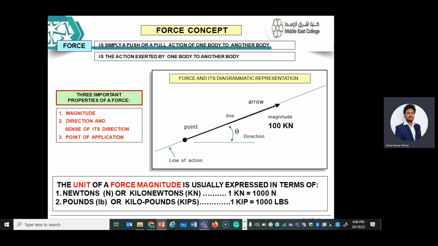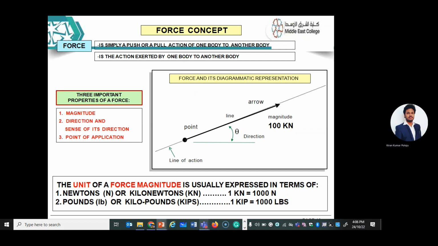When we say the word force, there are three properties of the force. They are magnitude, direction, and point of application. These are the three properties of the force. We know that there are different types of force like compression force, tension force, shear force. And we know the definition of a force.